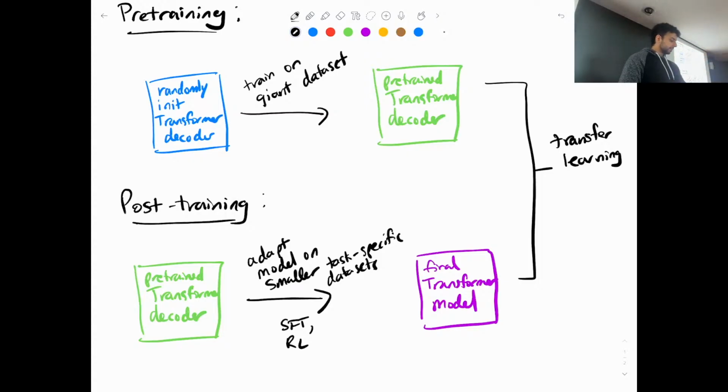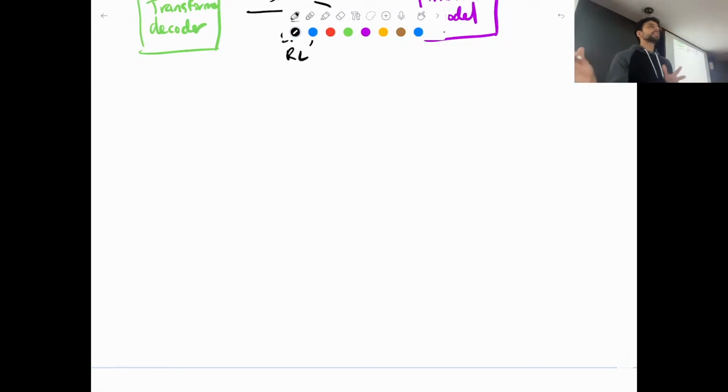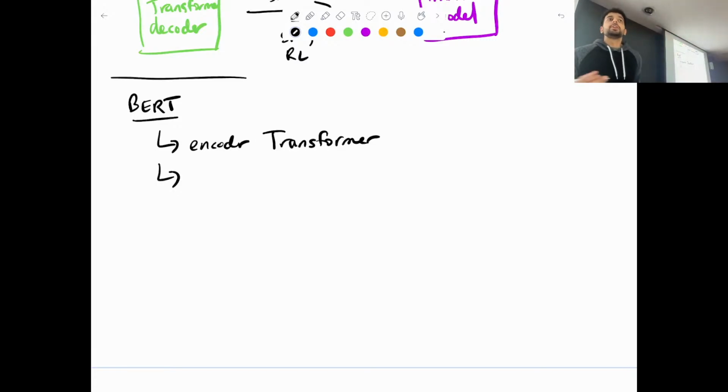Okay, so now I wanted to show an example of this pre-train and post-train process with a model that we're not going to see for the rest of the semester, but is good to understand because it was historically a very important model. So we're going to be talking about BERT for the next few minutes. This is an example of an encoder transformer, and it also introduces a new training objective that we haven't talked about.